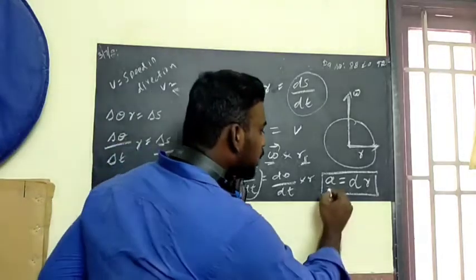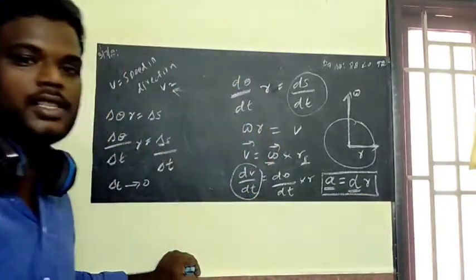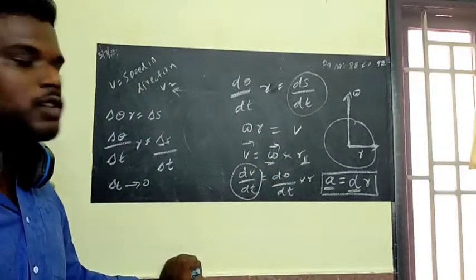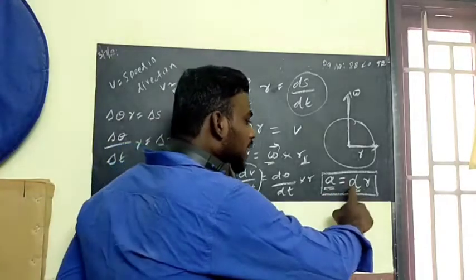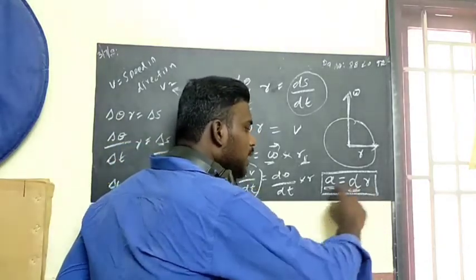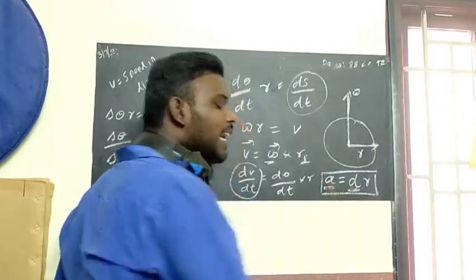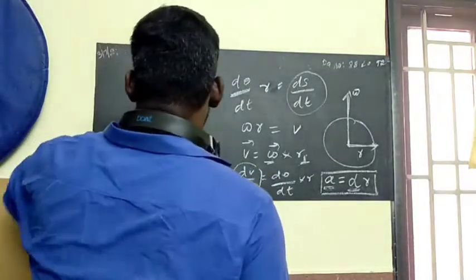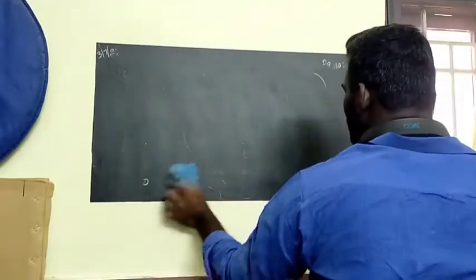And this is the relationship between acceleration and angular acceleration, that is A is equal to alpha into r. Is that clear? So we found that if tangential acceleration is A and angular acceleration is alpha, this is the relationship between angular acceleration and tangential acceleration. Now the next topic is uniform circular motion.